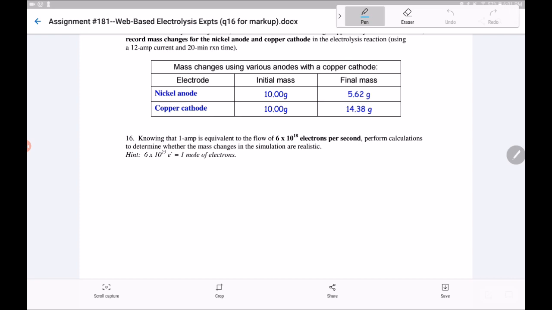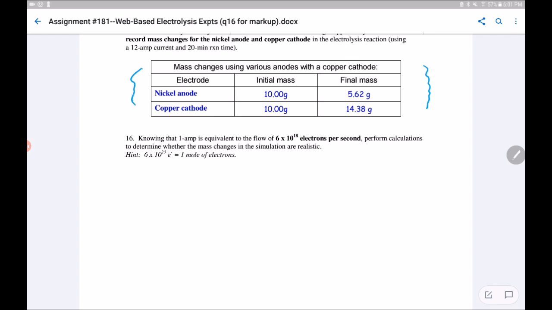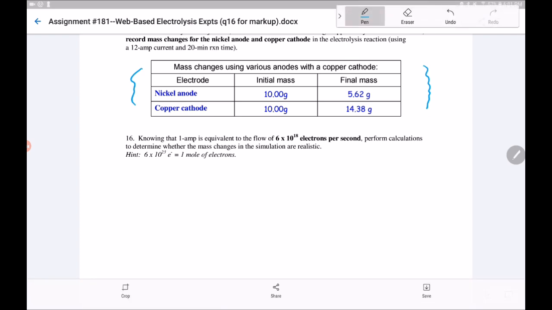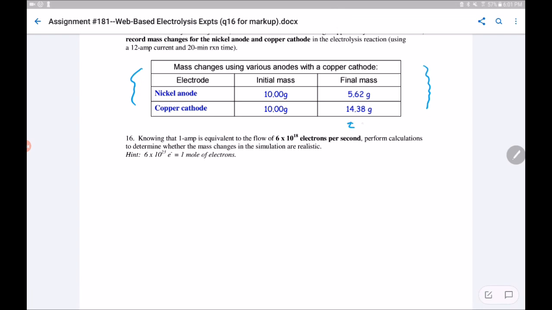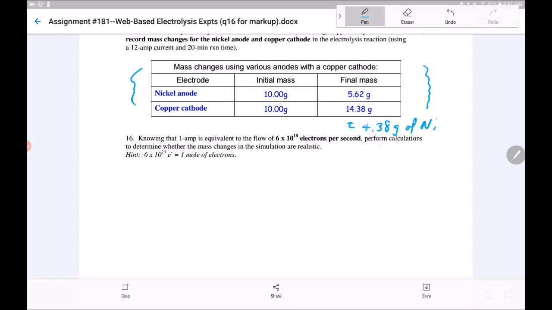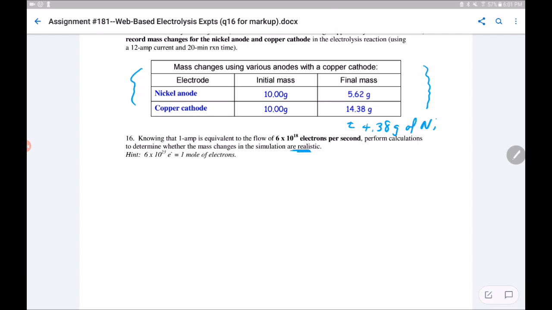Here's a nice math problem on the web-based electrolysis experiments. Question number 16. I've abbreviated the table here, but you should have received these numbers by doing the experiment with nickel and copper. The nickel migrates over onto the copper electrode. The mass that got transferred was 4.38 grams of nickel. And question 16 is asking, is this realistic?